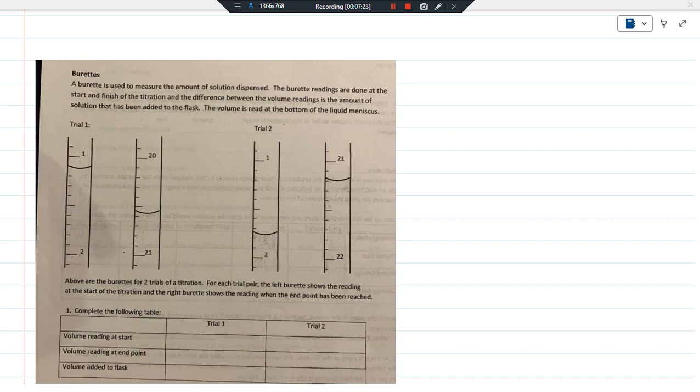A burette is used to measure the amount of solution dispensed. The burette readings are done at the start, this is very important, and finish of the titration, and the difference between the volume readings is the amount of solution that has been added to the flask. The volume is read at the bottom of the liquid meniscus.